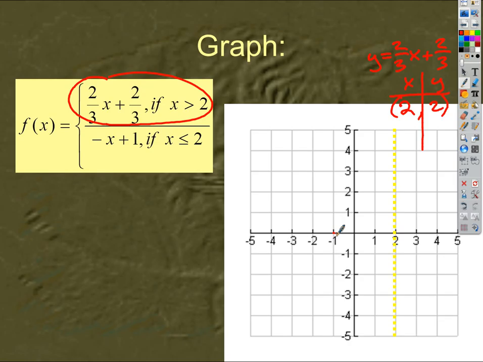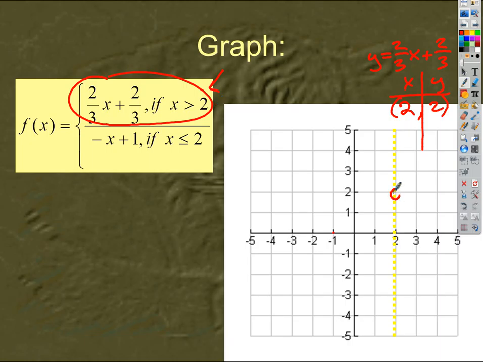Now, that's a point that I have to be a little bit careful with. Look at our domain of the top function. X is greater than 2, so what kind of dot should I make at 2, 2? An open one, right? Because that is my endpoint, but it's an open endpoint. Does that make sense? Okay, so we're going to do that.